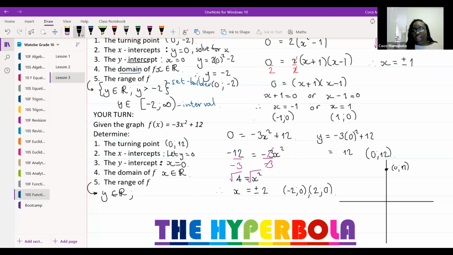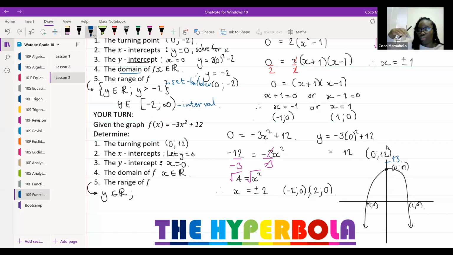And again, my graph is going to cut the x-axis at my x-intercepts. So this is -2 and 0, and this is 2 and 0, those points over there. Now, if you say to me that y is greater than or equal to 12, you're telling me that y needs to be 13, greater than 12. Is there any part of the graph up top? Do I have a graph at 13?